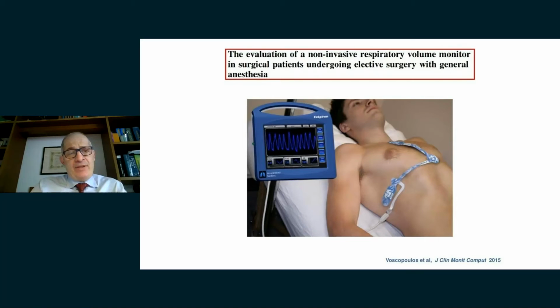What we have now at bedside here is the respiratory volume monitor, and with this monitor it's possible to evaluate in a non-invasive way the respiratory rate, the tidal volume and the minute ventilation. This device does not tell you exactly what the tidal volume is because it's not calibrated with spirometry. It tells you just the change in the volume.